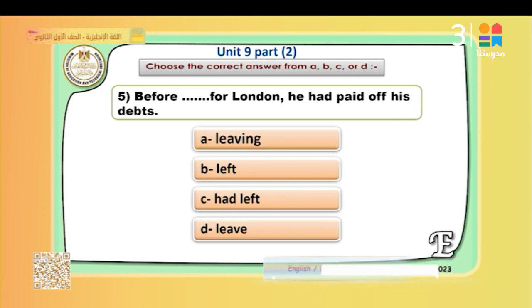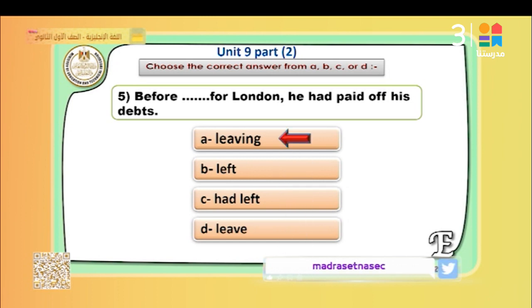Let's look at another example. Before leaving for London, he had paid off his debts. Before leaving for London. Again here, the same rule. We don't have a subject here, so we are going again to use the verb plus ing. Before leaving for London.